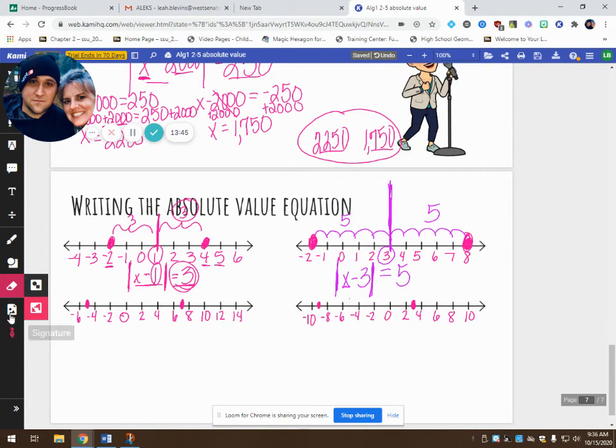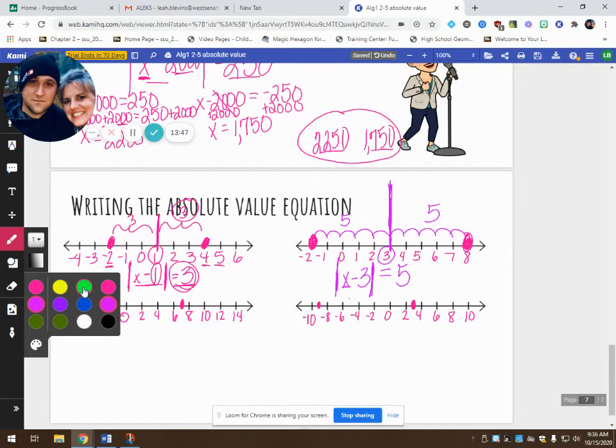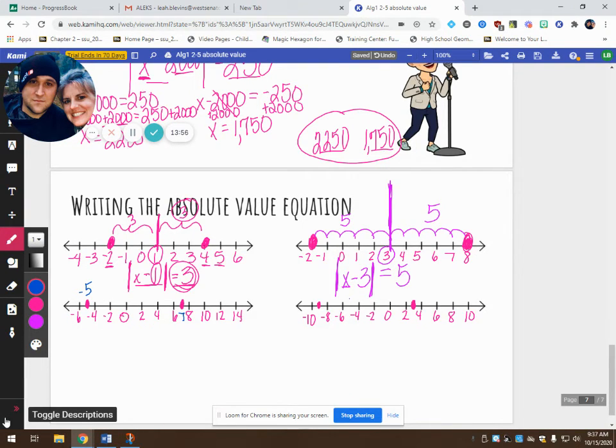Let's see how that one works. Okay, we've got, let's use blue, -5, and we've got 7. So -5 and 7. How many units are in between here? Be careful here, because I've got 2, 4, 6, 8, 10, 11, 12. I have 12 units total.